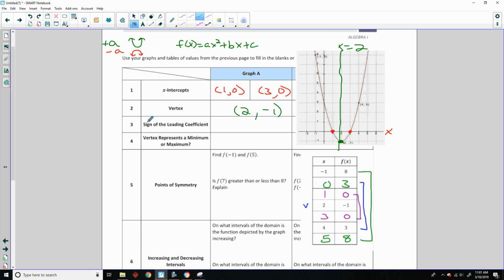Okay, so now answer this question. What is the sign of the leading coefficient? Which way is this opening? It's opening up like this, so a is positive. Does the vertex represent a minimum or maximum? Well, when it's opening up, this is a minimum.